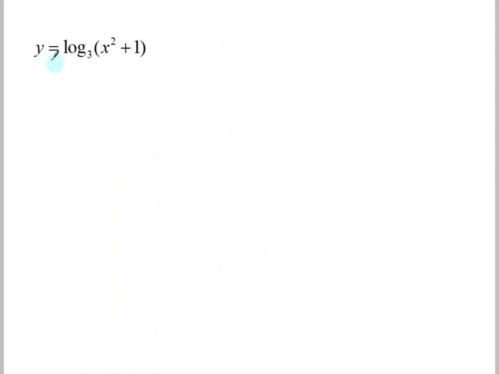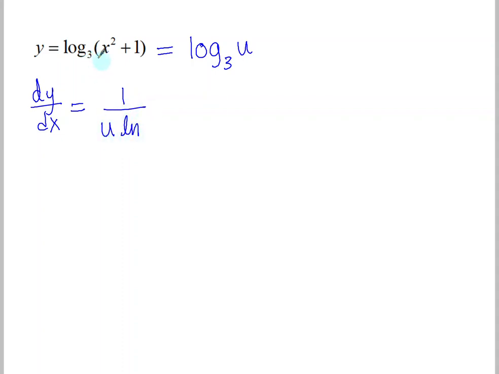Let's take the derivative of y equals log base 3 of x squared plus 1. Again, we have something inside a log function, so let's simplify this by calling it log base 3 of u. So when I write dy/dx, I'm doing the derivative of the log function, which is 1 over u times natural log of the base, 3. But this is the chain rule, so times du/dx.